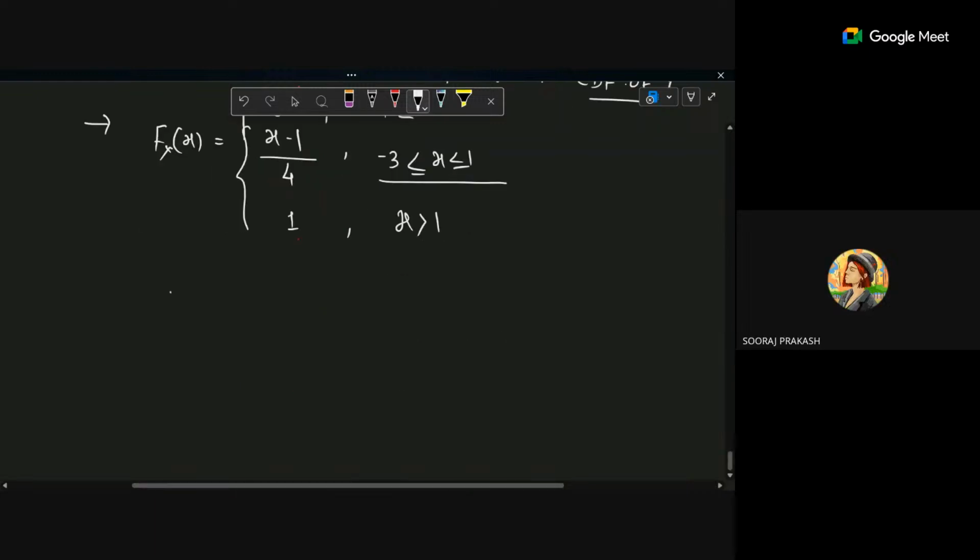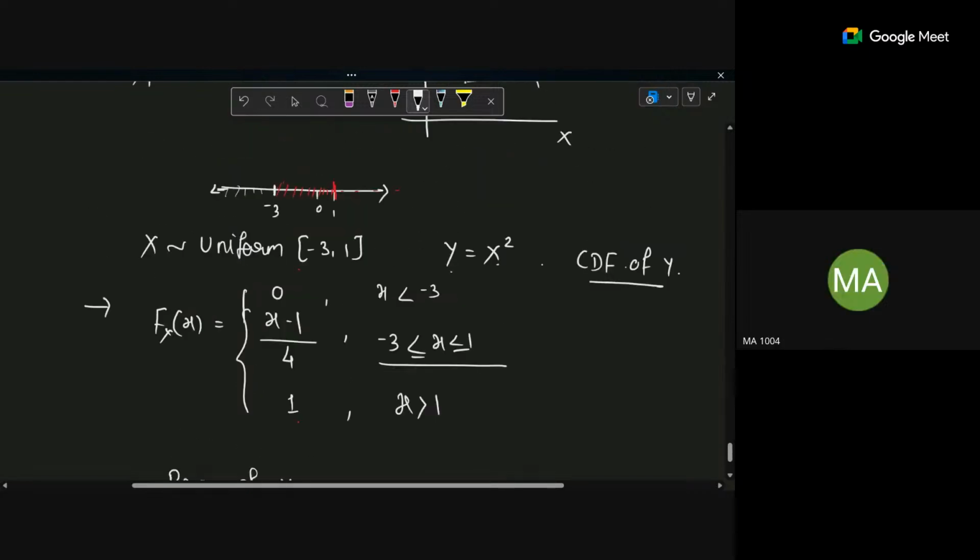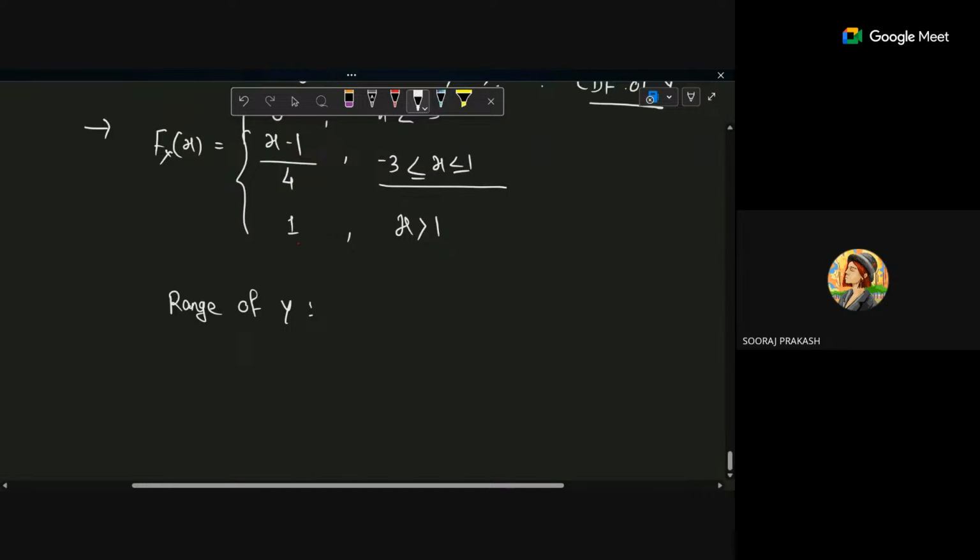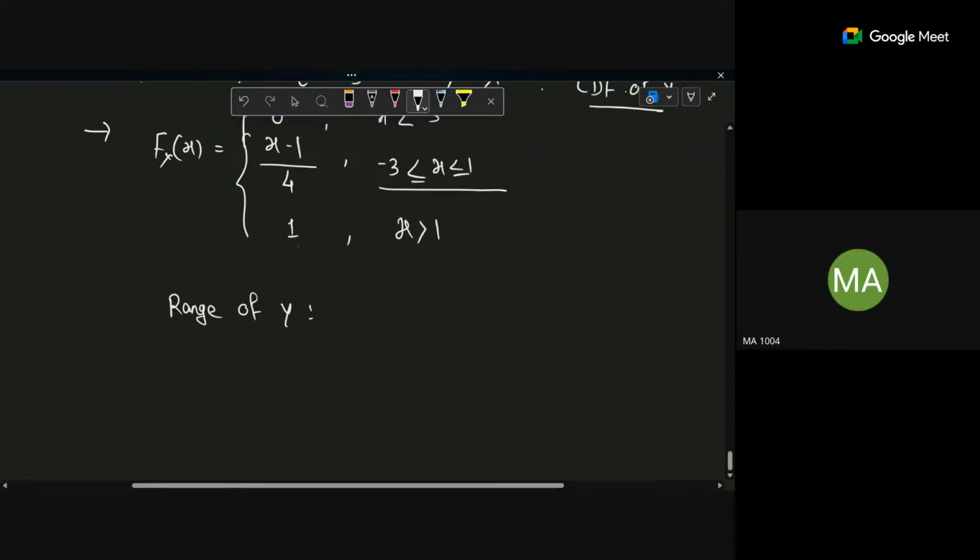Ma'am, the formula for finding the CDF is x minus a by b minus a, right? Yeah. Okay, ma'am.